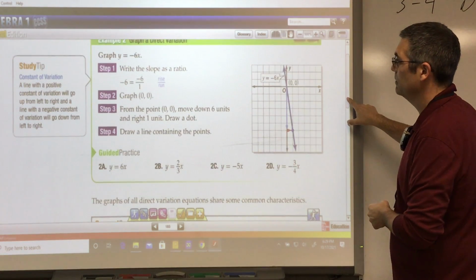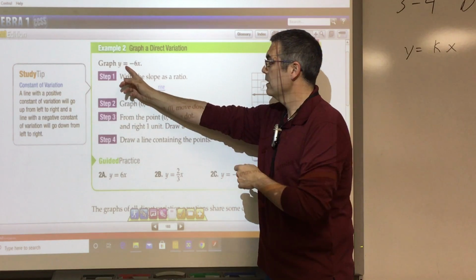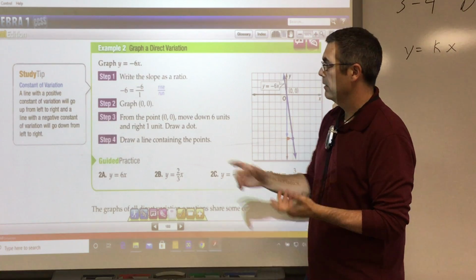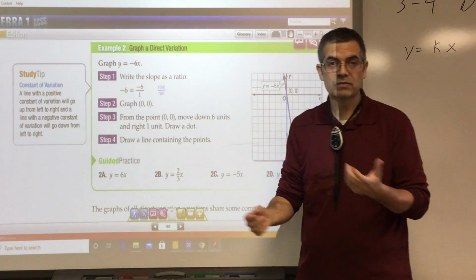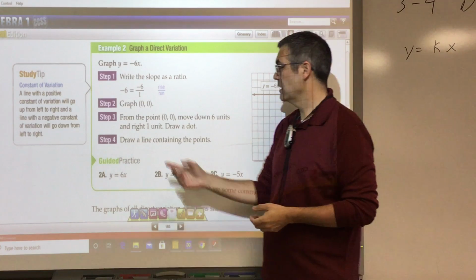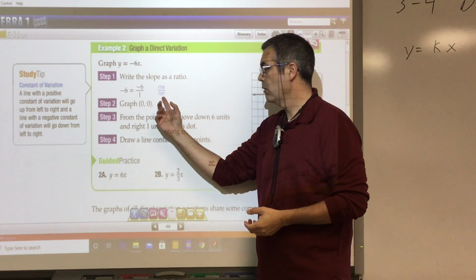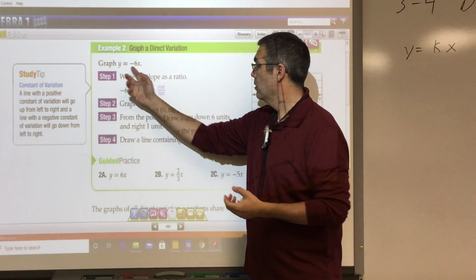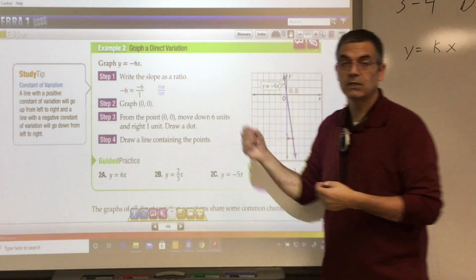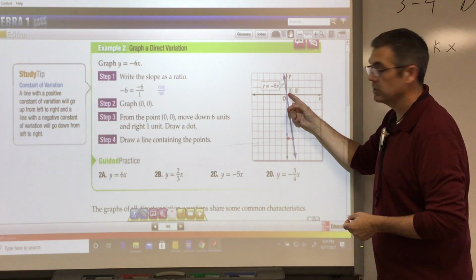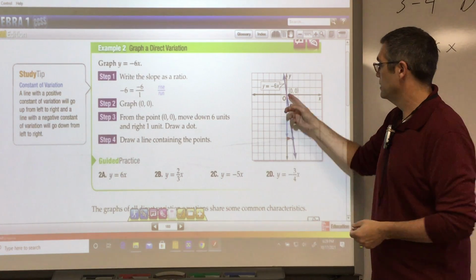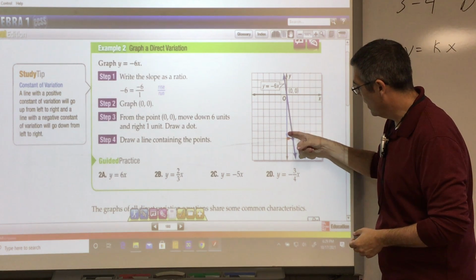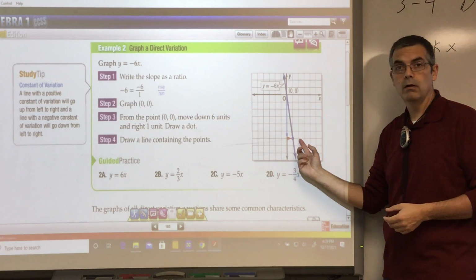So here, it's the same thing. Graph y equals negative 6x. Write the slope as a ratio. All right, well, negative 6 can be written as negative 6 over 1. So what that means is that you rise negative 6 and you run 1. Fine, no problem. If it's proportional, which it is, that means it goes through 0, 0, and you could start there. 0, 0, go down 6, 1, 2, 3, 4, 5, 6, and over 1.